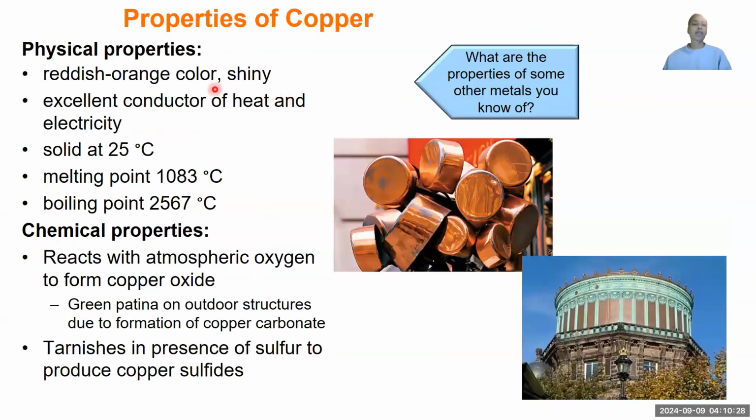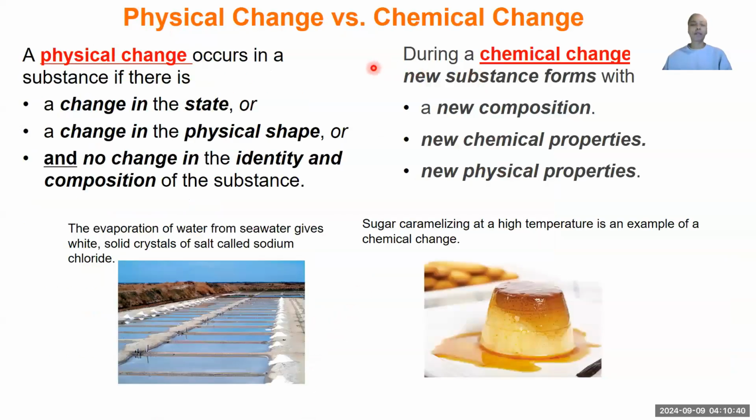On this slide here, we have some examples of physical and chemical properties of copper. You can pause the video to read through these. So what's the difference between a physical and a chemical change? A physical change occurs if there's, let's say, a change in the physical state, right? From liquid to solid, or solid to gas, from solid to liquid to gas, right? A change in the physical shape.